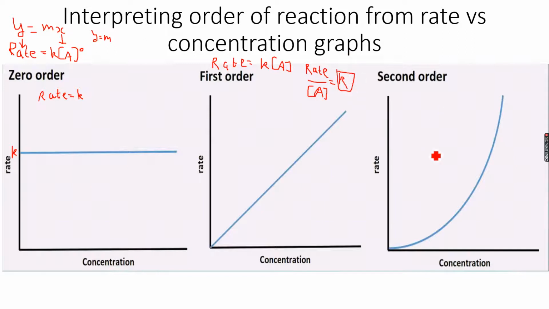And in second order reactions, we have rate equal to K times concentration of A squared. And as you can see, whenever we have something like y is equal to x squared, for example, and we make a graph, we know it's going to be a parabola like this.